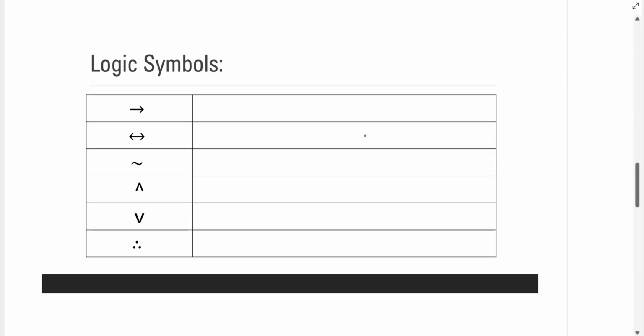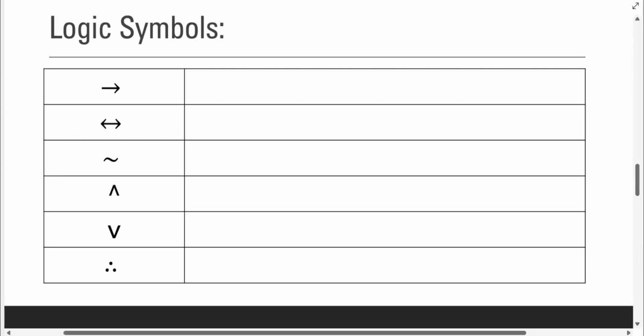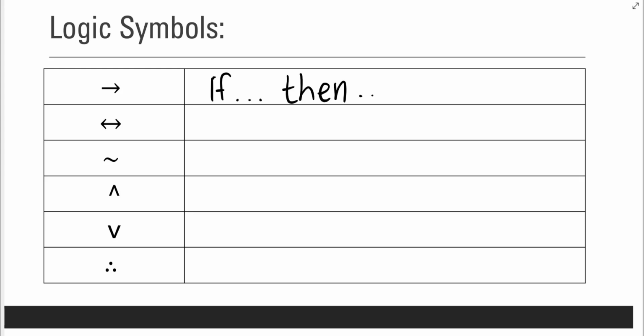So first we're going to go over the symbols. If you have an arrow, that means if, then. Now, if the arrows are in both directions, that means you have a part of a statement, P, if and only if, and then the Q part. This is also P, this is also Q.